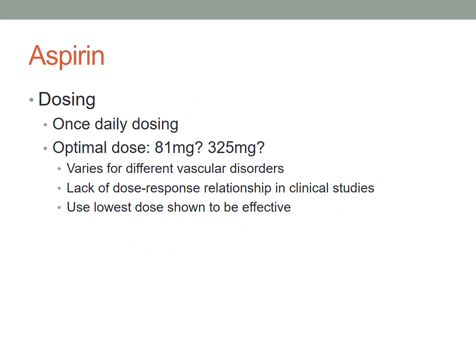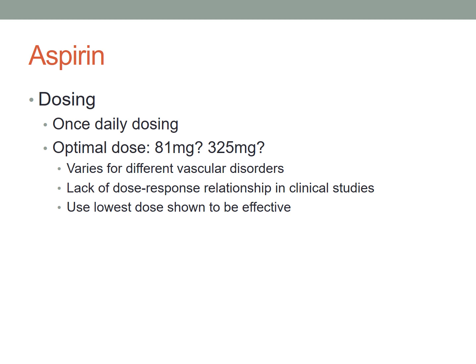So we know that we dose aspirin once a day when we're giving it as an antiplatelet therapy because it knocks out thromboxane A2 production for the life of the platelet. But how do we know what dose to use? Do we use 81 milligrams? Do we use 325 milligrams? Well, the right dose varies for different vascular disorders.